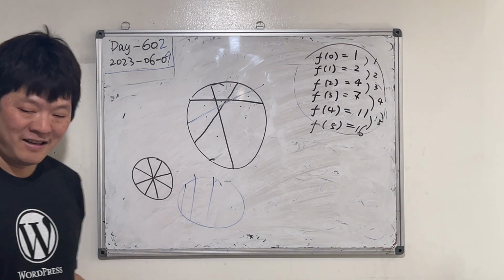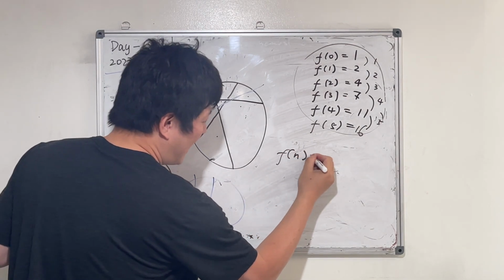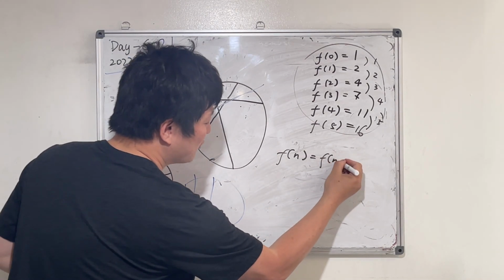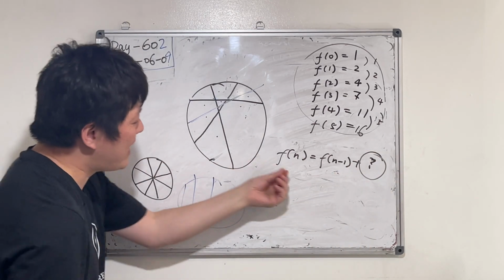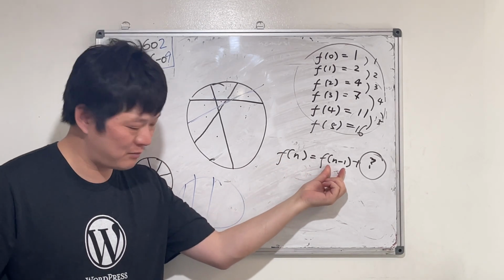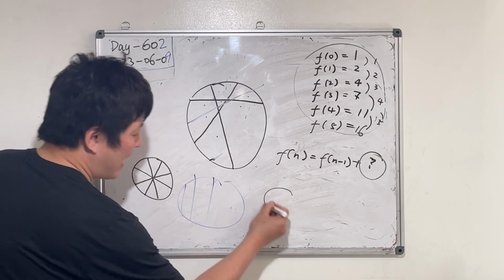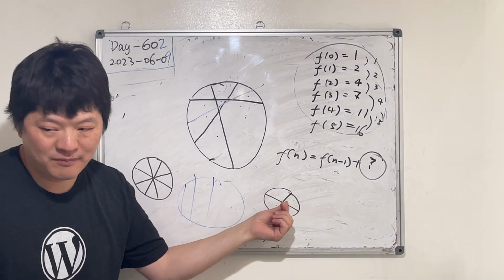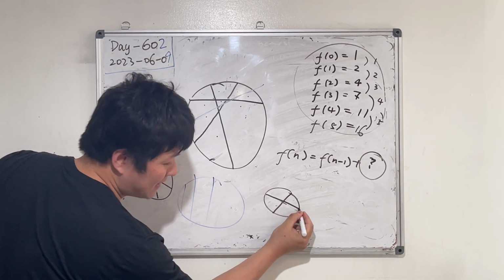Why? Because look, Fn is the nth cut. Obviously it's based on the number Fn minus 1. Now I'm cutting the nth time, then the number of pieces I can get is the previous one, Fn minus 1, plus what? Look, this is the first cut. The second cut, how many more pieces can you get? Now I have two pieces, I want to cut the second time. How many more pieces can we get?